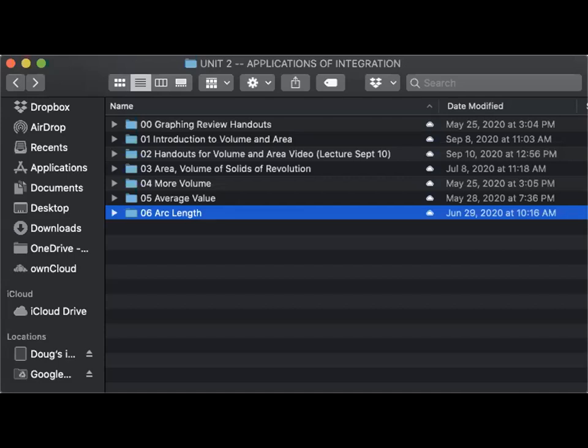Okay, and small variations are okay. So if the way you show U sub is a little different from the way I show U sub, that's fine. But if you're using a double integral to calculate volume, we don't know what that is in this class.